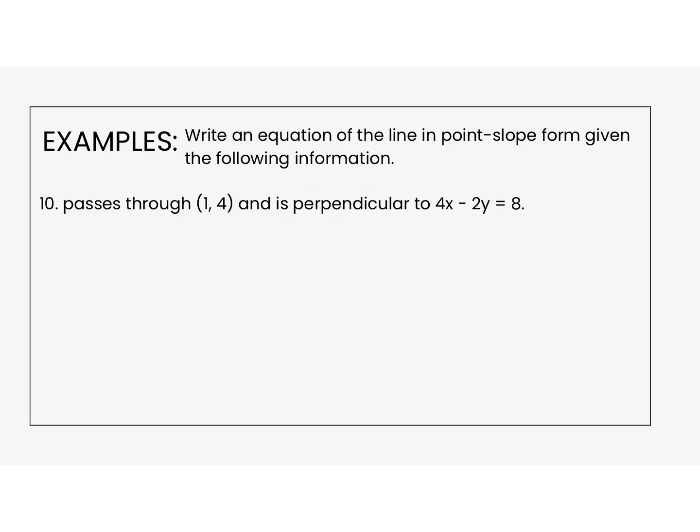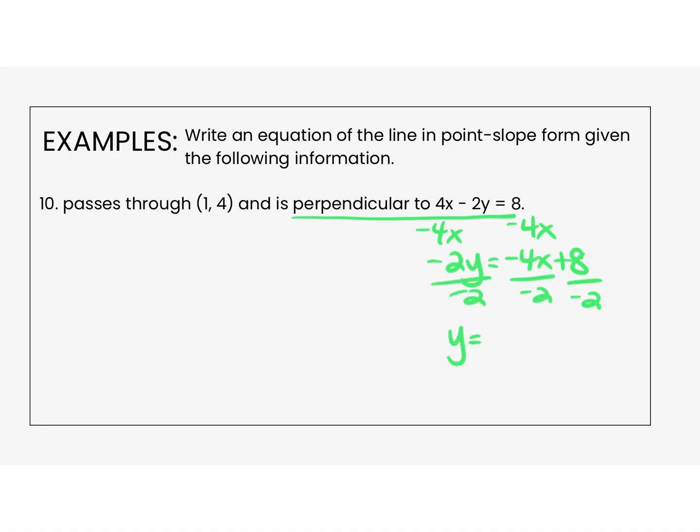Let's look at one more. Same idea, but now it's going to be perpendicular to this. So perpendicular, we're looking for opposite reciprocal slope. So first let's solve to get this into slope-intercept form. So I'm going to bring the 4x over. So negative 2y equals negative 4x plus 8. Divide everything by negative 2. And I get y equals 2x minus 4. So my slope here is 2.